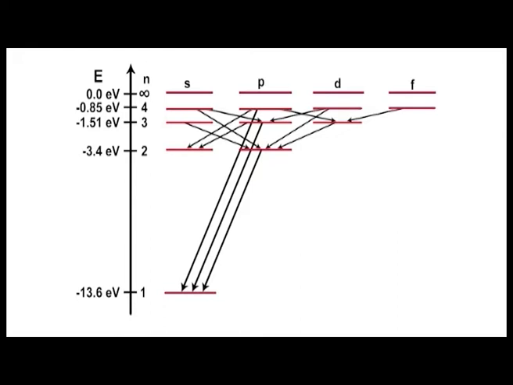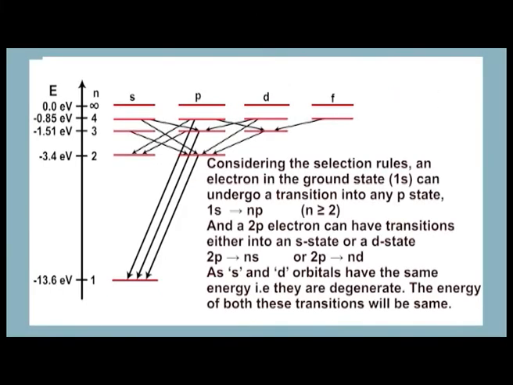All the p and d states for each n are degenerate. So, the selection rule is delta n equal to anything and delta L equal to plus or minus 1 only. Considering the selection rules, an electron in the ground state, that is in 1s, can undergo a transition into any p state, that means 1s to np, where n is greater than or equal to 2, and a 2p electron can have transitions either into an s state or a d state. So, it can happen like 2p to ns or 2p to nd.